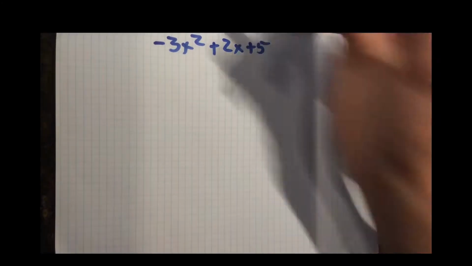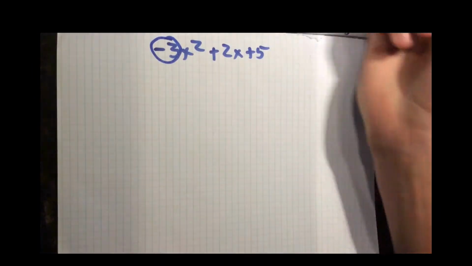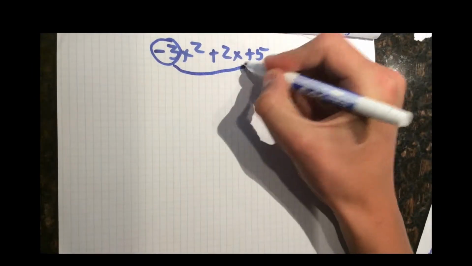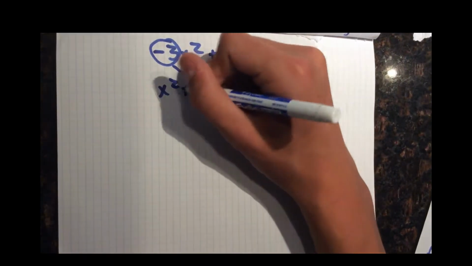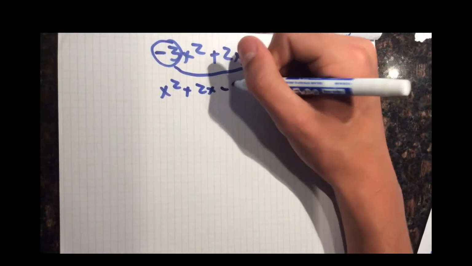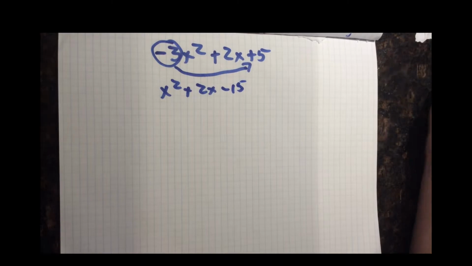The first thing you're going to want to do is take your leading coefficient a, negative 3, and multiply it by your c term, which is 5. That will give us x squared plus 2x minus 15. Now we're going to factor as normal.